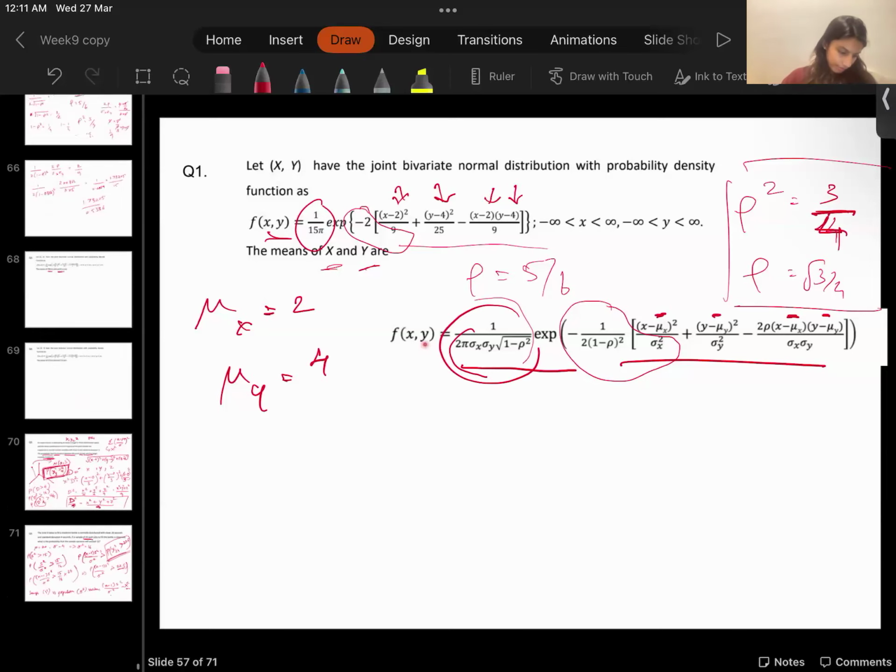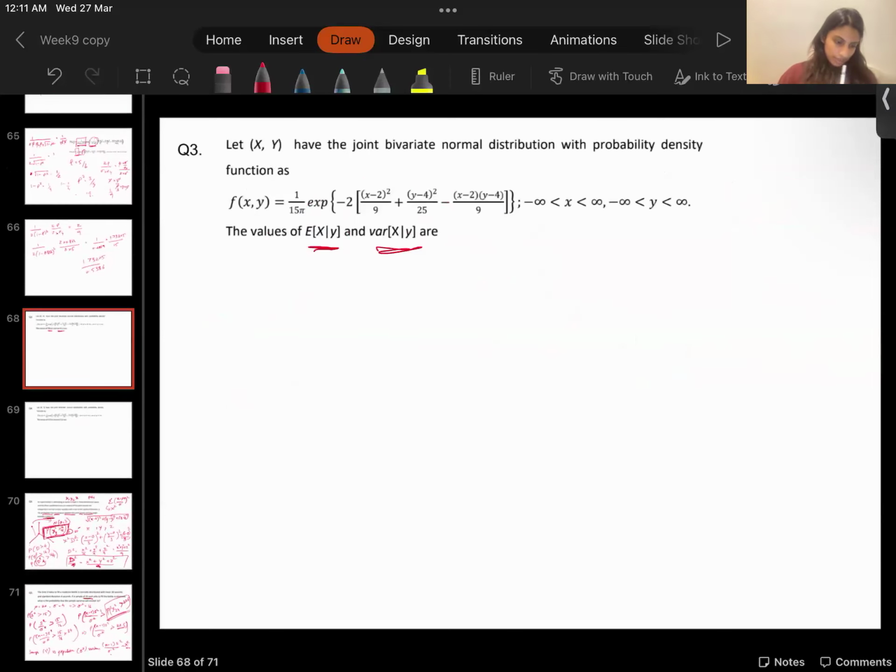So let's just move ahead with this value. Okay, let's move on to the next question. We have the same joint normal distribution function. We need to calculate the expectation of x given y and the variance of x given y.